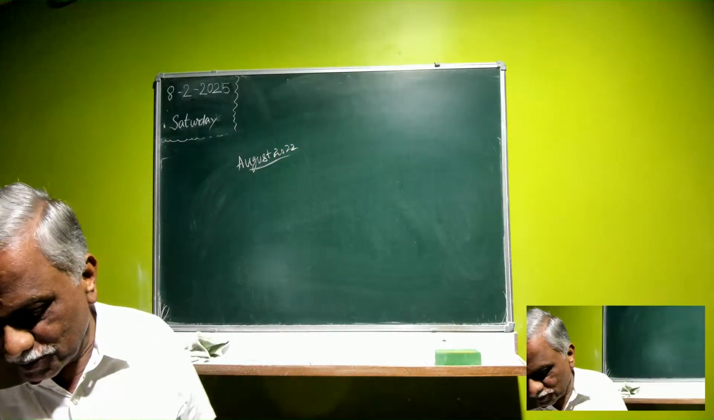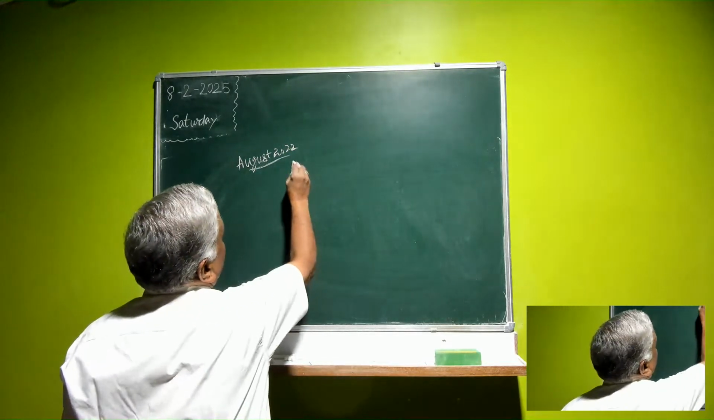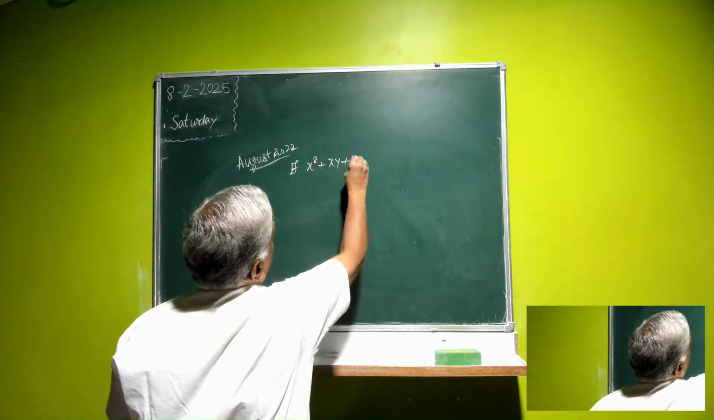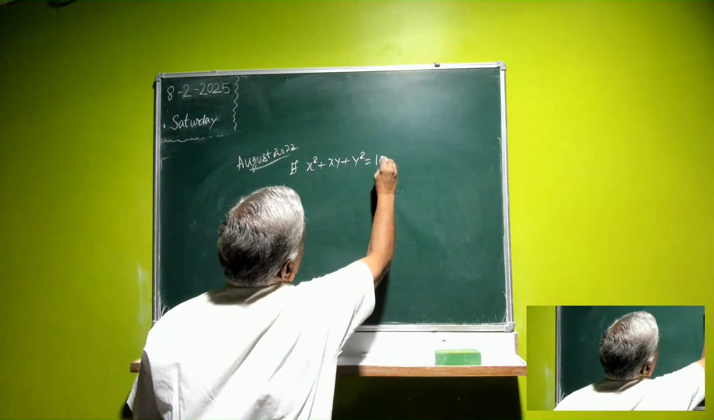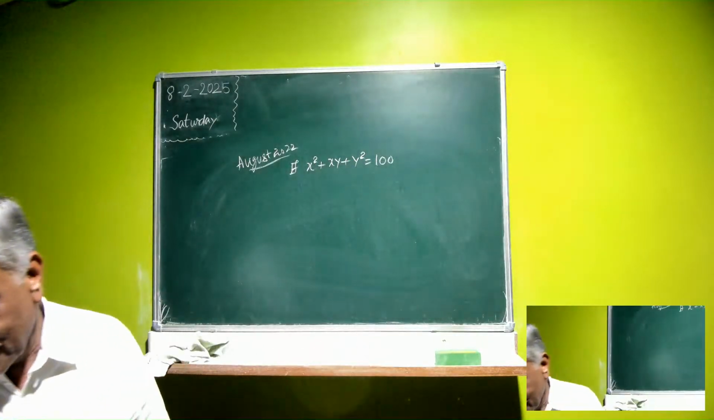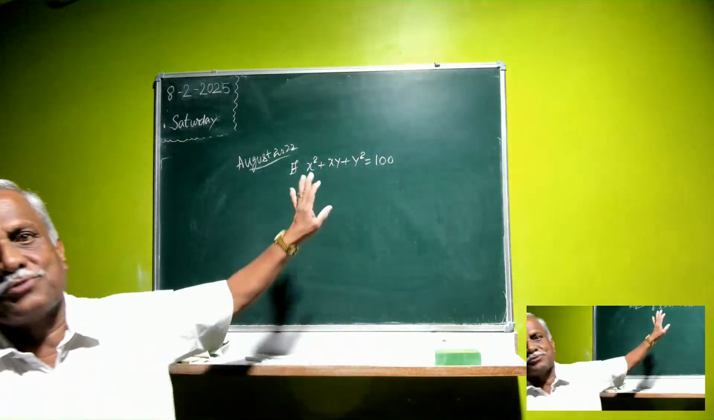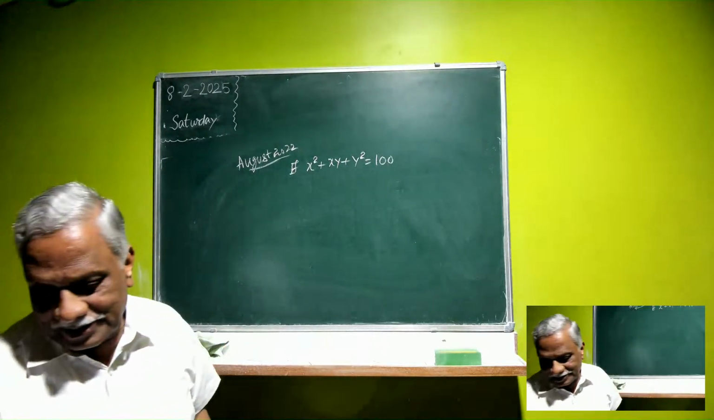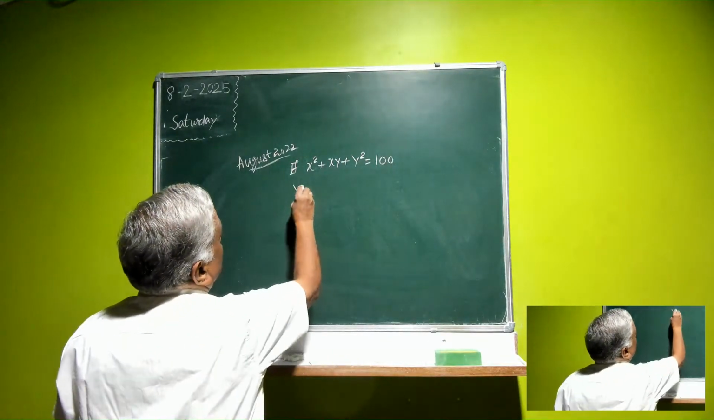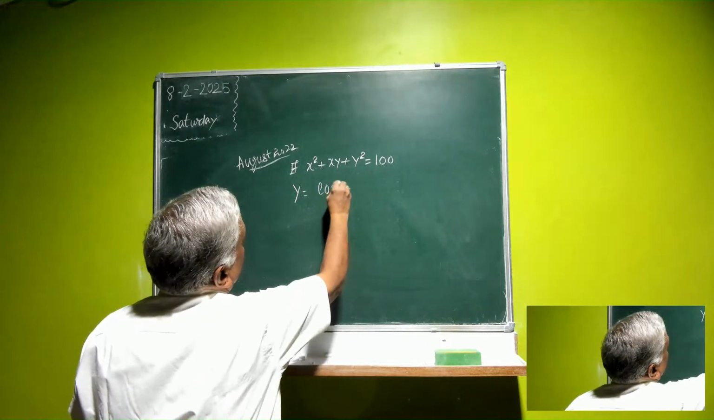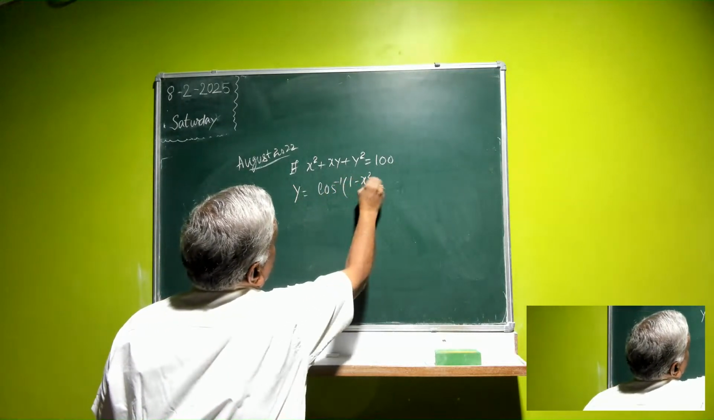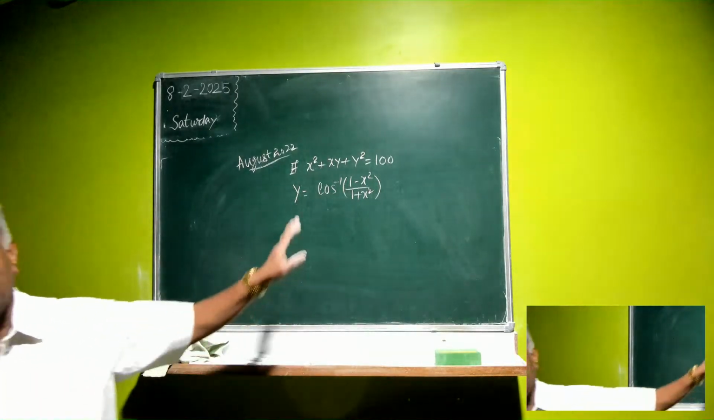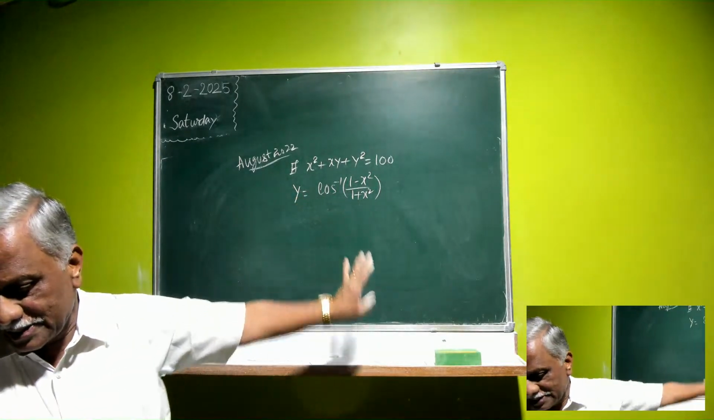I'll write the problem. If x square plus xy plus y square is equal to 100. This question has been repeated 3 times already. This is the 4th time. So we have already worked that. See the next problem, same here. Y is equal to cos inverse of 1 minus x square by 1 plus x square. In fact, this also has been repeated. In fact, this is the first problem I got today, so I'll skip this.